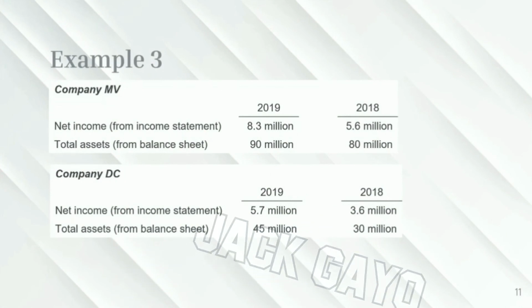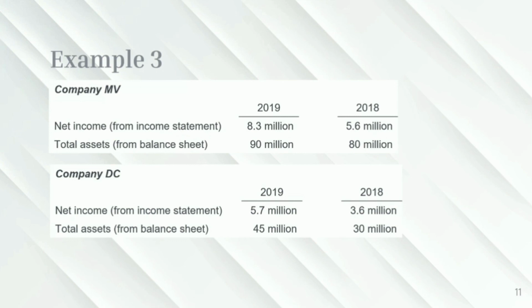So here we have example number 3, or the last example. We have company MV and company DC. The net income of company MV in 2019 is 8.3 million, and in 2018 is 5.6 million. The total assets of company MV are 90 million in 2019 and 80 million in 2018. Company DC has a net income of 5.7 million in 2019 and 3.6 million in 2018. The total assets are 45 million in 2019 and 30 million in 2018.